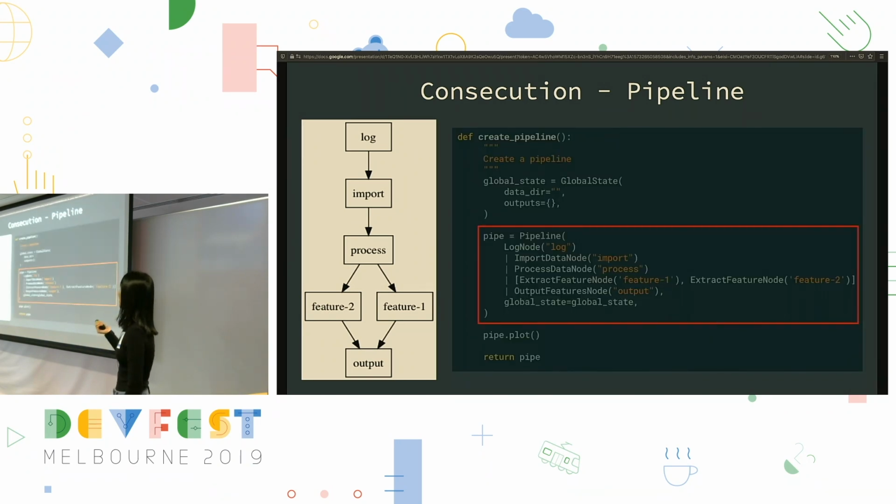And here's how you create the pipeline in Consecution. You have a global state to hold global information that's useful for all the nodes in the pipeline. And then to create the actual pipeline, you just arrange all the tasks or nodes in a certain order. So you have the log node, import data node, and process data node in sequence. And then you have extract feature node 1 and 2 in a list, meaning both of them are consuming the data broadcasted from the process data node. And then the output feature node consolidates all the features and sends a result to a downstream service or a data storage.